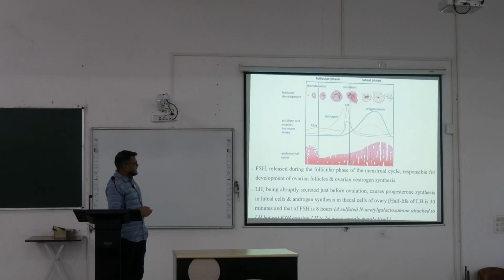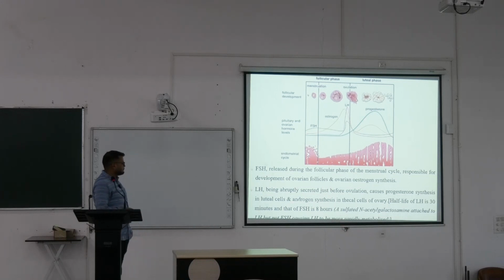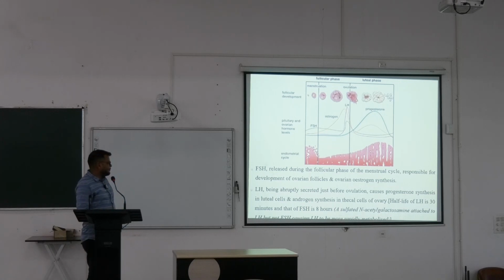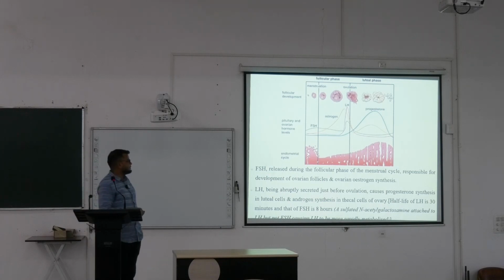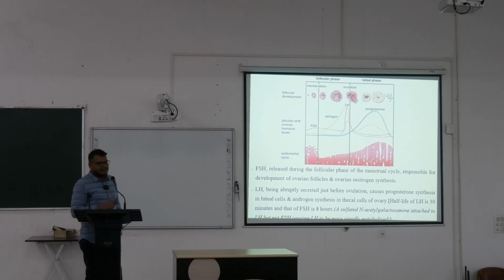So this progesterone synthesis: the LH surge happens, and then the progesterone comes, and androgen synthesis in the thecal cells of the ovary. Half life of LH is 30 minutes and that of FSH is 8 hours. So, FSH is long acting, LH is for only the ovulation.